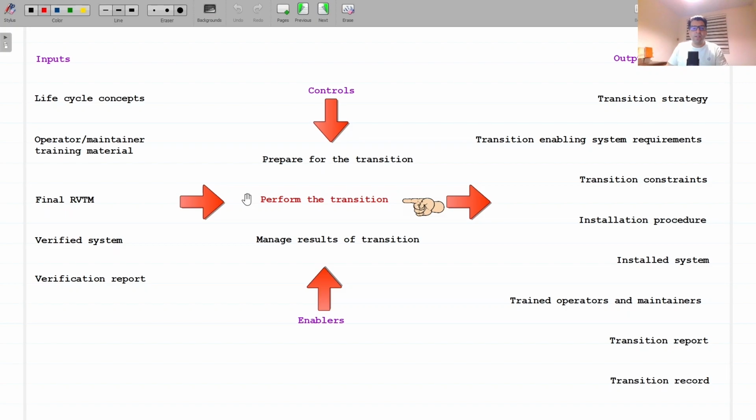Perform the transition. Using the installation procedures, install the system. Train the users in the proper use of the system and affirm users have the knowledge and skill levels necessary to perform operation and maintenance activities. This includes a complete review and handoff of operator and maintenance manuals as applicable.